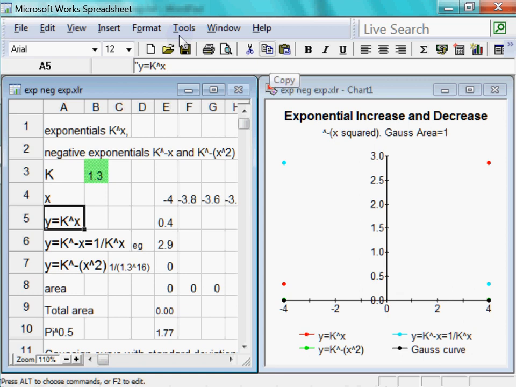Hi, here's a small spreadsheet on exponentials. An exponential is a number raised to the power of another number. Here I've used the numbers in the x-axis. Looking at the formula, I've locked the formula on the green constant k with the dollar signs. Let's copy it across.